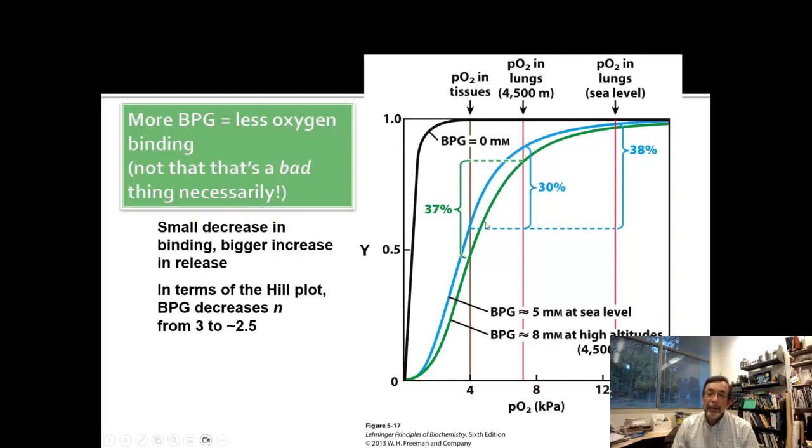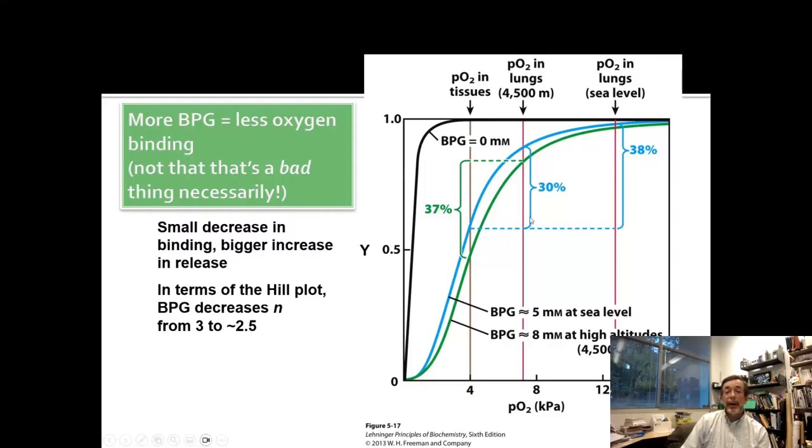But look at what that does. That shifts where the curve is exactly. And what you might be saying to yourself is, why am I making a molecule that makes hemoglobin work worse? Don't I want to bind as much oxygen as I can? But remember, hemoglobin does not do just one thing. It binds oxygen in the lungs. It has to let it go in the tissues. BPG actually helps it let go in the tissues. This is how the math works out exactly.